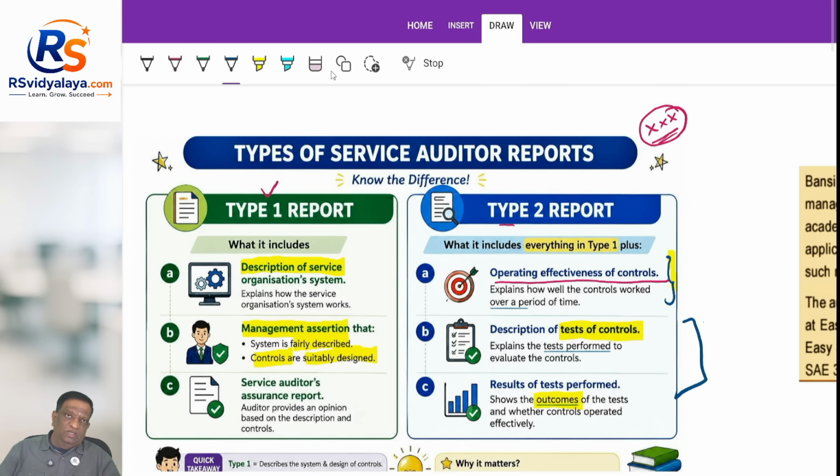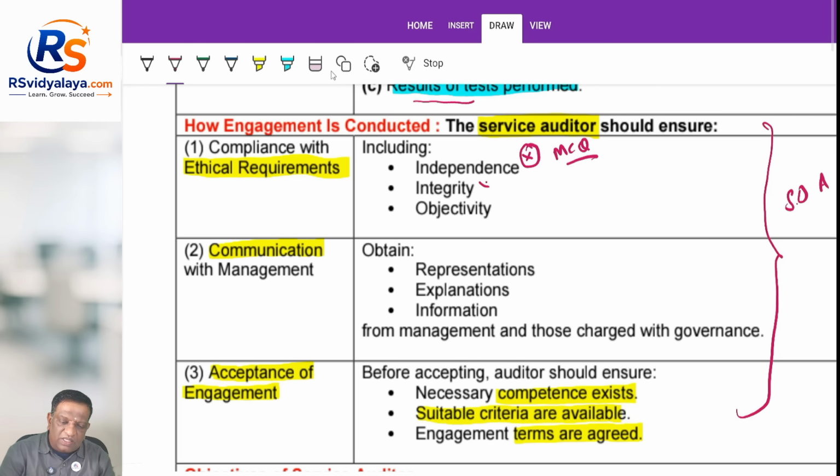Now, he should ensure compliance with ethical requirements and independence. Take 1 star to it, it can be an MCQ. So, your user entity auditor is independent because anyway he is a statutory auditor, he should be independent. But not only the user entity auditor, even the service auditor also should be independent. Then only the user entity auditor can rely. Then he must have integrity, the second objective, and the third one is objectivity. Integrity is truthfulness and honesty, and objectivity is being unbiased. So, these are the ethical requirements which are to be complied with by the service auditor.